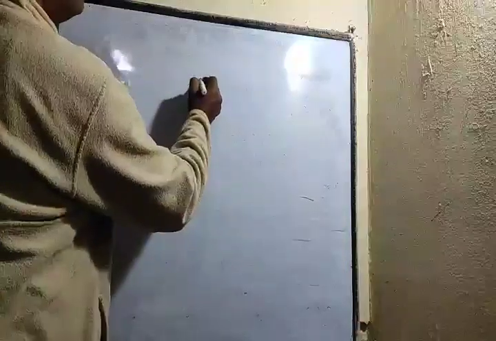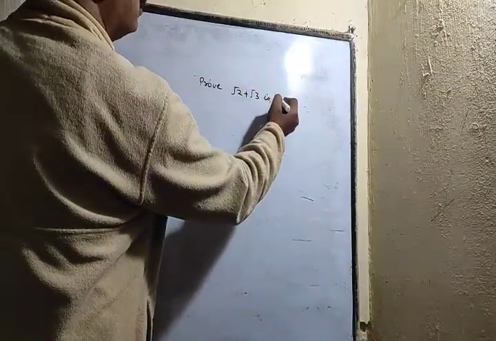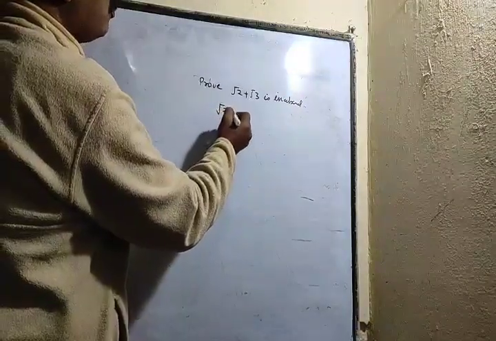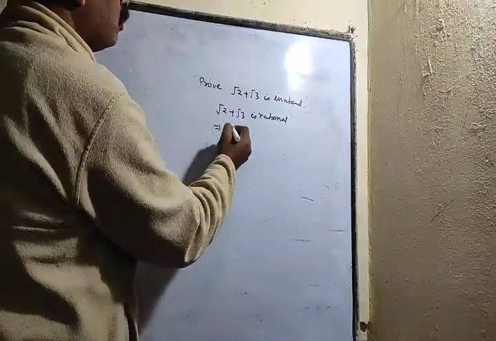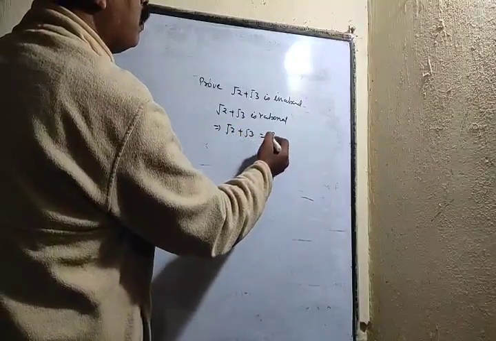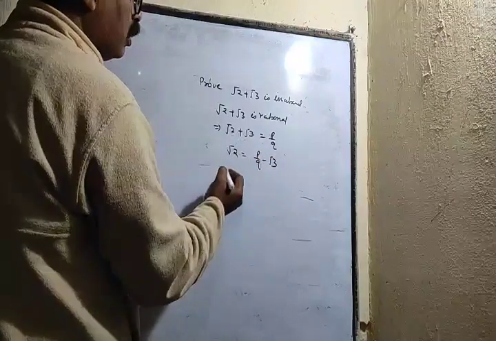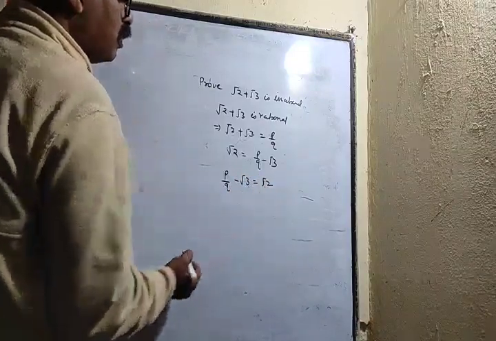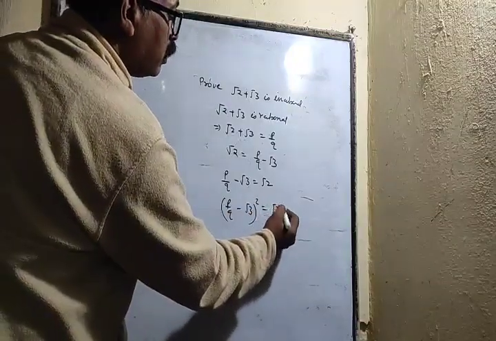Now the next type of question will be: prove that root 2 plus root 3 is irrational. So what we'll do, we'll consider that root 2 plus root 3 is rational. It implies that root 2 plus root 3 will be equal to p by q, or root 2 can be written as p by q minus root 3. We'll interchange the position, so it will be root 2. Now we'll square both sides. (p by q minus root 3) whole square is equal to (root 2) whole square.